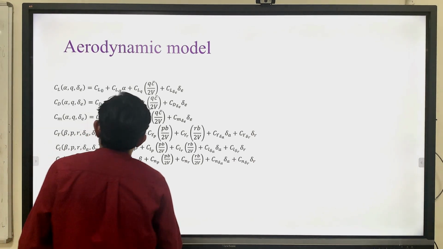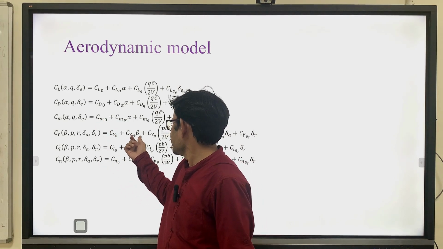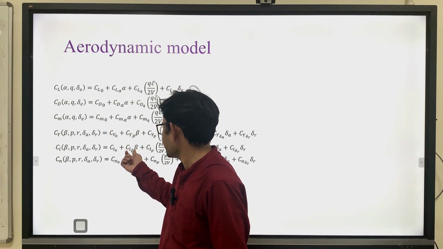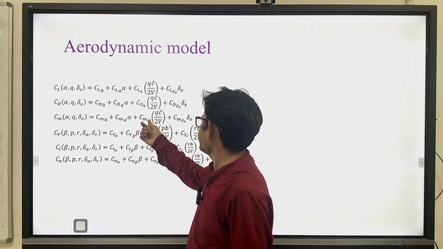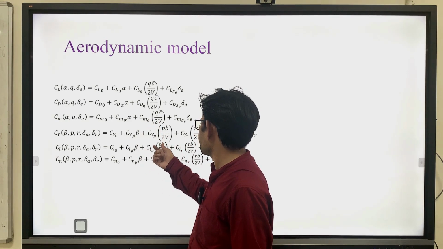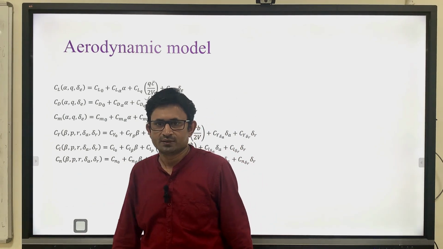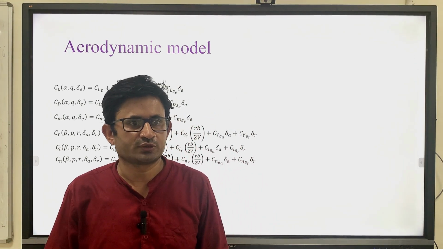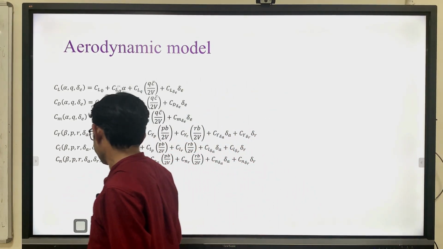For example, this is Cm alpha, which is a stability derivative in pitch. Similarly, you will have Cl beta in roll and Cn beta in yaw. And the damping derivative Cmq in pitch, you have damping derivative Clp in roll and Cnr in yaw. Okay, you can go back to the aircraft design course and have a feel for the aerodynamic model, derivatives, coefficients and everything.